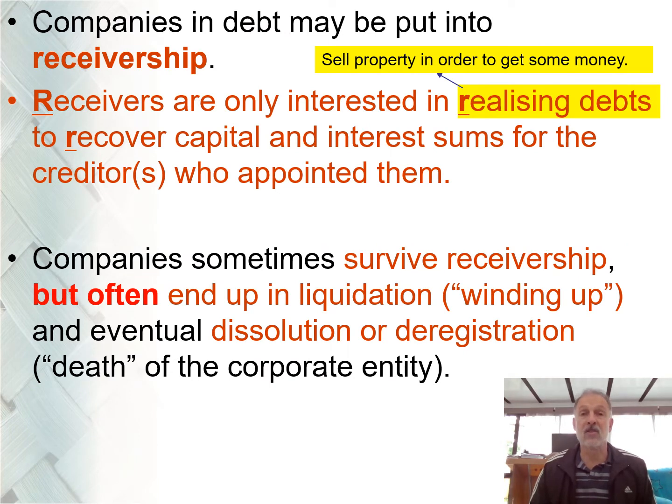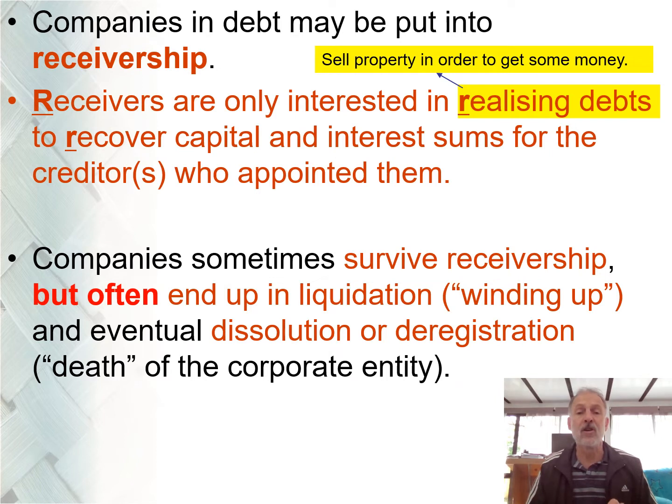Companies in debt are often placed into receivership. So what is a receiver? People, it's exactly what the name is saying. It's a person whose job it is to receive money. So receivers are only interested in realizing debts to recover capital and interest sums for the creditor or the creditors who appointed them. So realizing debts means to sell property in order to get money for it.